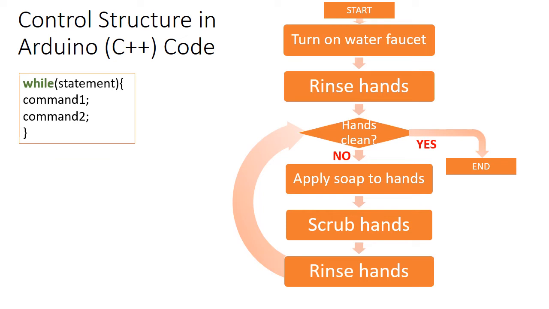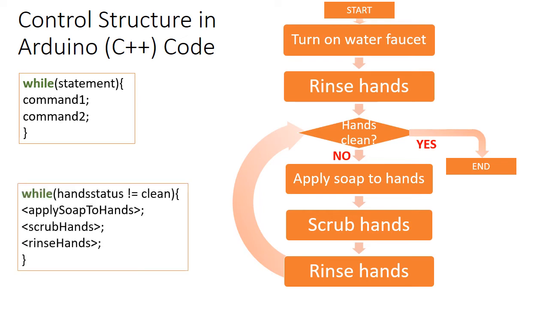This kind of algorithm can be implemented using a while loop. And this is the structure of a while loop. While a certain statement is true, carry out these commands. In this particular task, the pseudocode for carrying it out is here. The statement that needs to be true in order for the while loop to execute is that our hands are not clean. So it's coded like this: hand status not equal to clean.